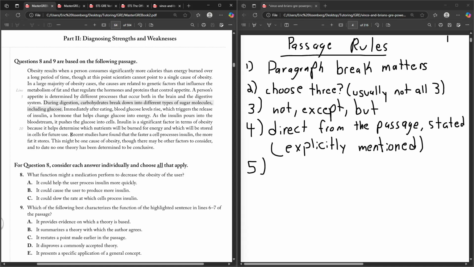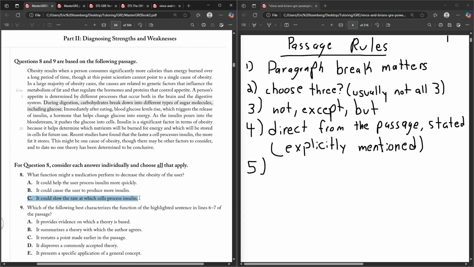So what would a medication do? We want to decrease obesity. So if we know more insulin or more processing of insulin causes more fat to be stored, we're looking for the opposite of that, okay? A says it can help a user process insulin more quickly. We want to decrease obesity, so we don't want to do this. So A is going to be a wrong answer. B is saying it can cause the user to produce more insulin. If we want to decrease the obesity of a user, recent studies found that the faster a cell processes insulin, the more fat it stores. We can come back to B. It seems like maybe producing more insulin will cause fat in the cells to get stored more quickly, but we should see. C says it can slow the rate at which the cells process insulin.